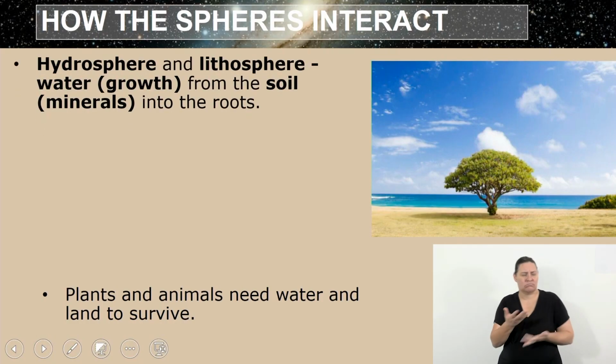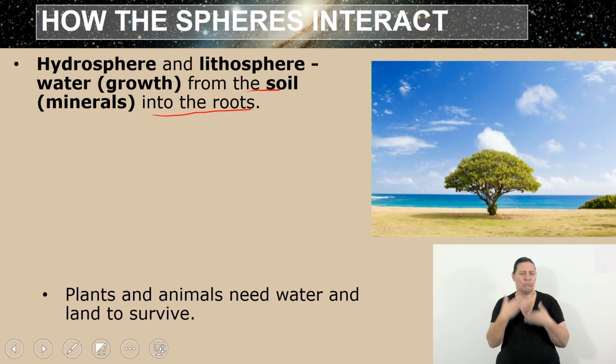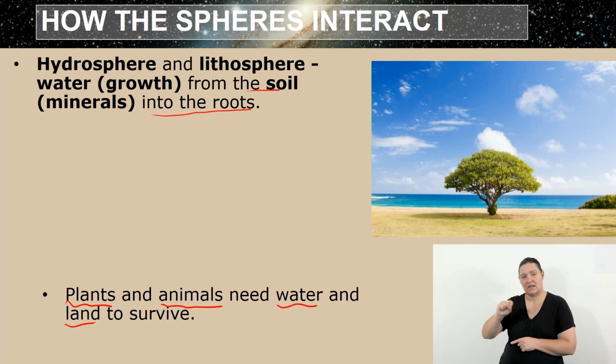Now we're going to move on to how they interact. I think I've already mentioned how the hydrosphere and the lithosphere interact. Here I said that for the lithosphere and the hydrosphere, we need water from the soil. I think I've already explained that during the process of photosynthesis. And then plants and animals need water and land in order to survive. And we know that plants are the biosphere and animals are also the biosphere, and then water is the hydrosphere, and land is the lithosphere. So it just shows how all of these spheres interact with each other.